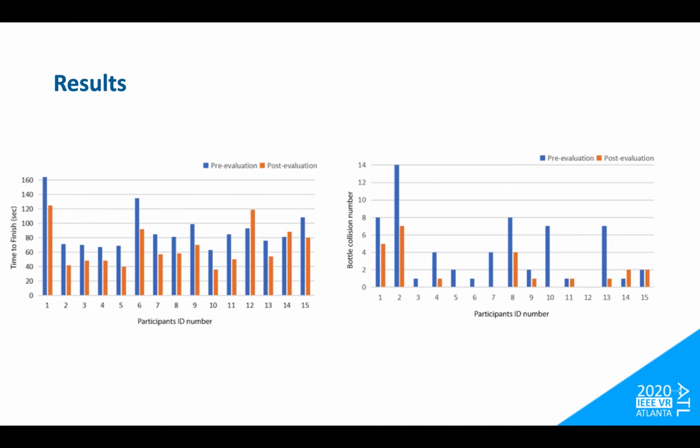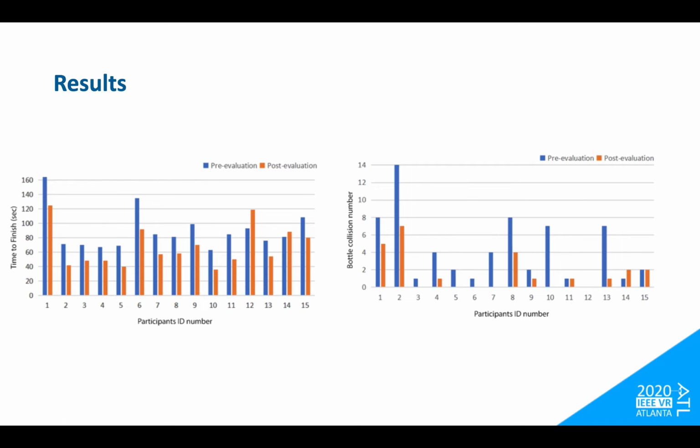Results. This figure shows the bar plot. The figure on the left shows the bar plot of pre-evaluation in blue and post-evaluation in orange. There were 15 users in total. The figure on the left is the number of bottle collisions, and the figure on the right is the time to finish the task for each user.